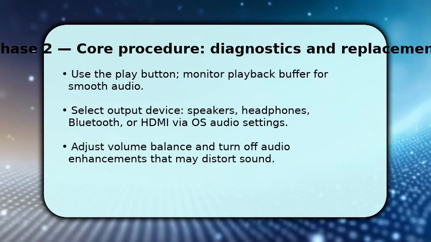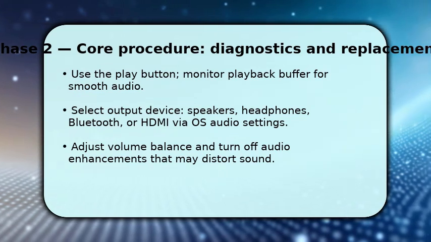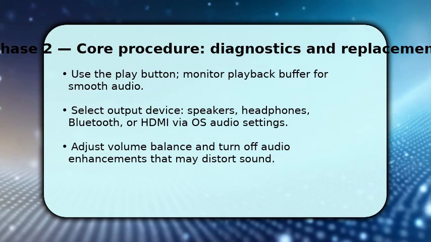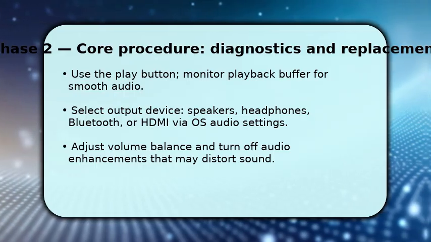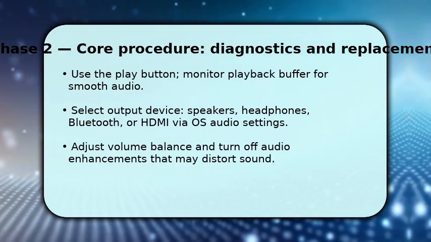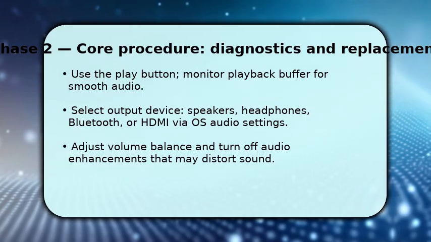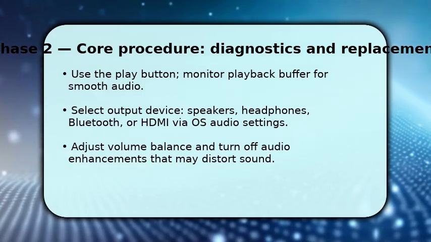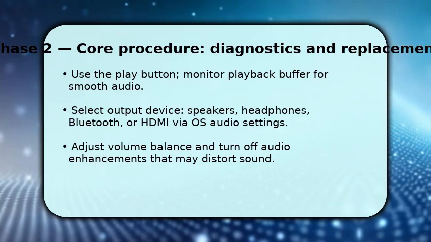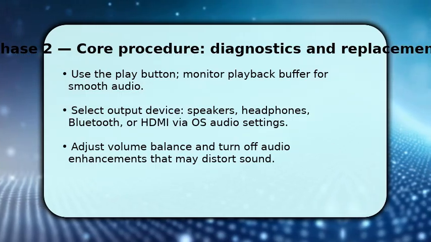Press play and listen for a steady buffer. If the audio stutters, pause to let it load. Now route the sound. Open your operating system audio settings and pick the output device: speakers, wired headphones, Bluetooth, or an HDMI receiver. Make sure the browser or app audio output matches your chosen device.